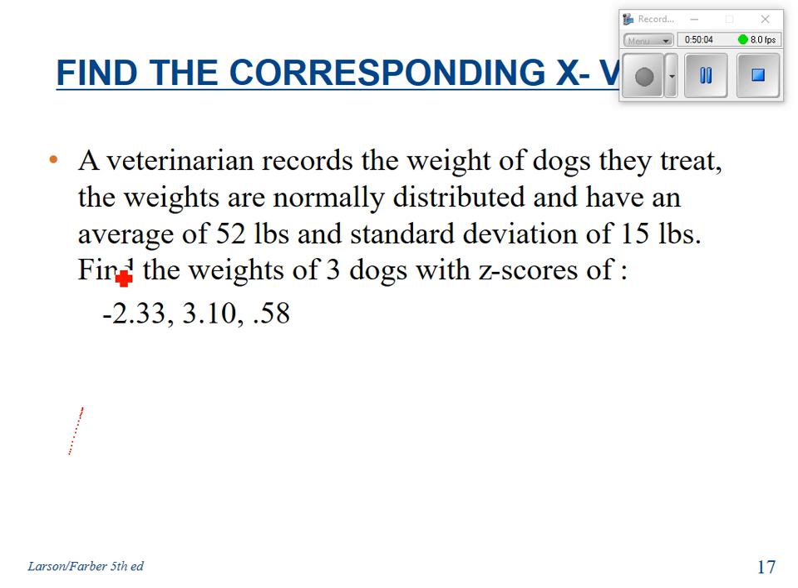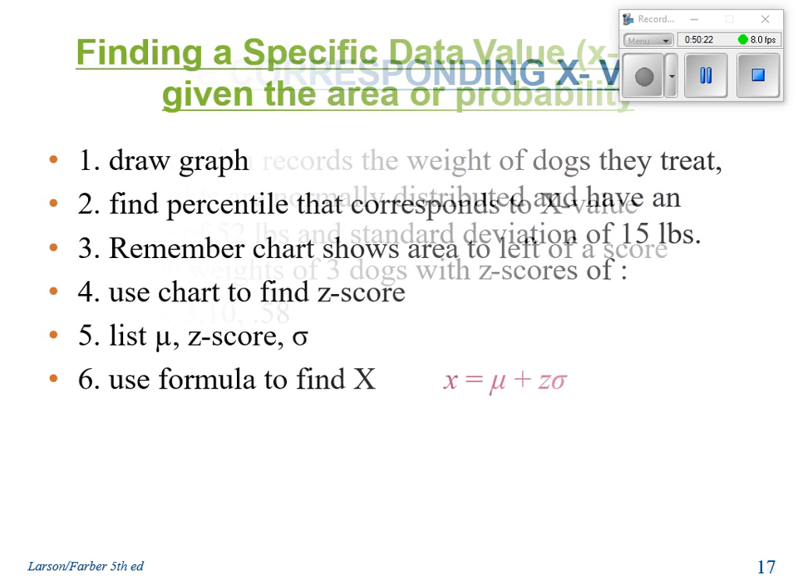What can you tell me about this dog? That's a really big dog. That's probably a little obese, and the vet's probably going to say, hey, you need to put this dog on a diet. How about this dog? That's about average. A little more than average, but not bad probably.